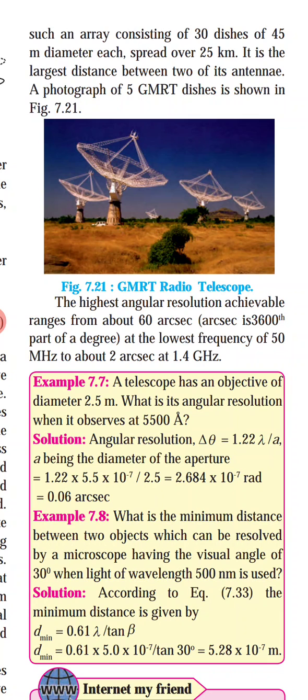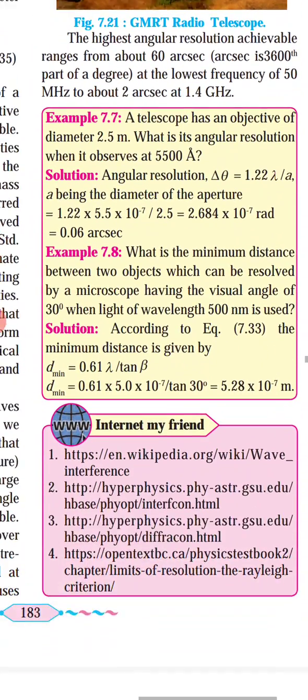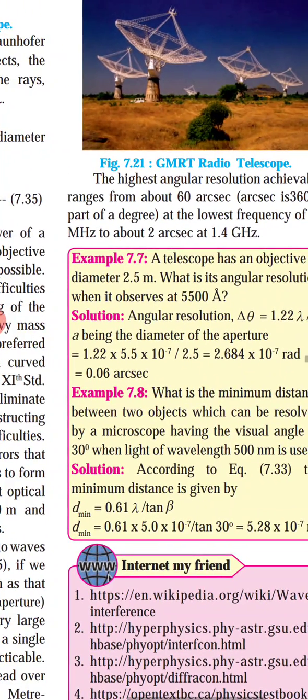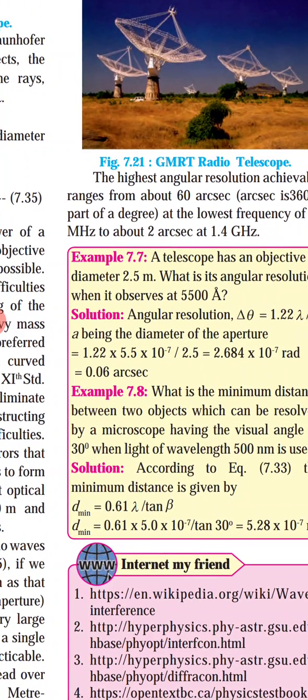So the highest angular resolution achievable ranges from about 60 arc seconds, where an arc second is the 3600th part of a degree, at the lowest frequency of 50 megahertz, to about 1 arc second at 1.4 gigahertz. So that is the information about the telescope.